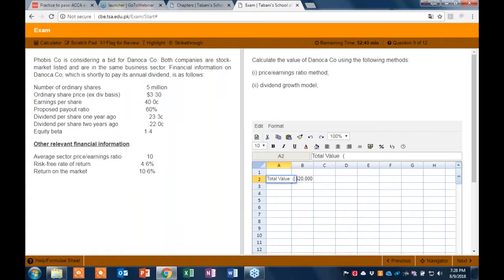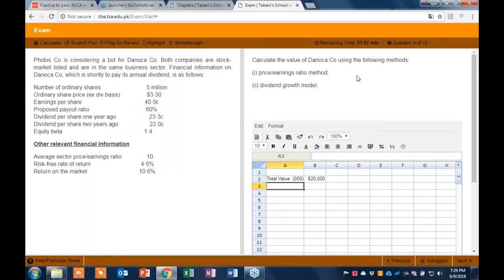So the total value of the company is 20,000, or we can say 20 million. Is it clear? It's very simple. We picked the earning per share in dollars, multiplied with the PE ratio to get the value per share, and then multiplied with the total number of shares to get the total value of the company.